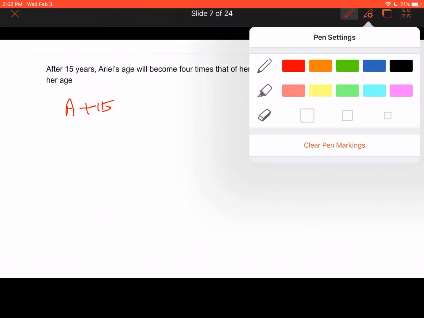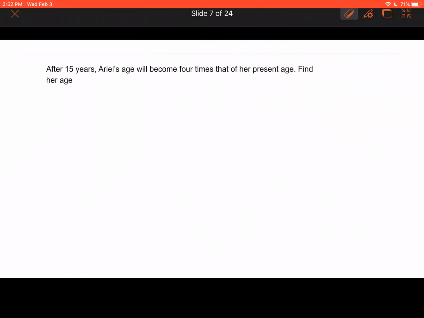I'm sorry, my pen is not working. A plus 15. After 15 years, Ariel's age will become 4 times that of her present age. 4 times. What is the present age? It is A. That's it. The equation we have got: 15 is equal to 3A. So Ariel's age is going to be 5 years.